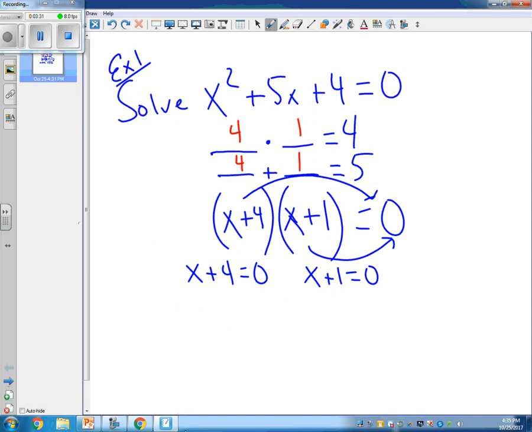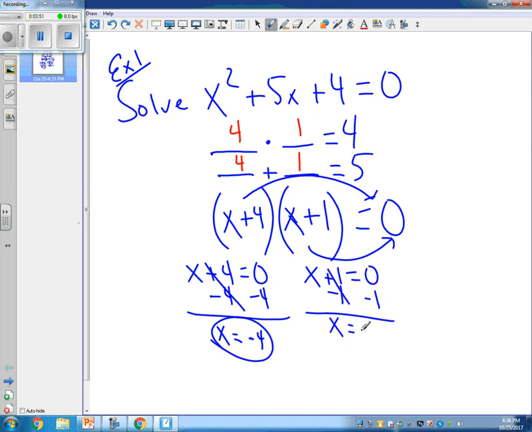All right, how do we solve x plus 4 equals 0? To get x by itself, we do what? Subtract 4, right? Subtract 4, and boom! There's one of our solutions. X is negative 4. And our second equation, we need to get x by itself. Subtract 1 from both sides. And shazam, there you have it. There's our other solution.